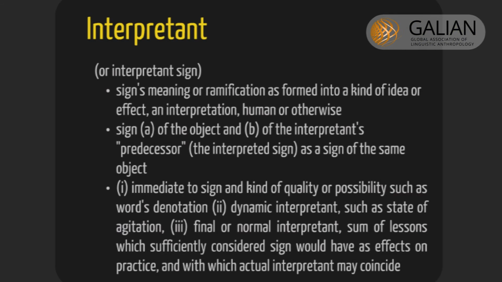Okay, so the interpretant is a sign's meaning or ramification as formed into a kind of idea or effect. An interpretation, human or otherwise. It's a sign of the object and of the interpretant's predecessor. The interpreted sign as a sign of the same object. It's either immediate to a sign and is kind of a quality or possibility, such as a word's usual meaning, or is a dynamic interpretant, such as a state of agitation, or is a final or normal interpretant, a sum of the lessons which a sufficiently considered sign would have as effects on practice and with which an actual interpretant may at most coincide. So now let's look at what the Peircean sign does.